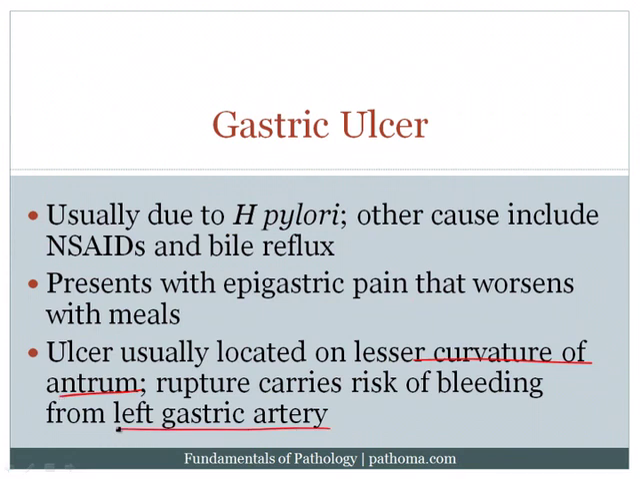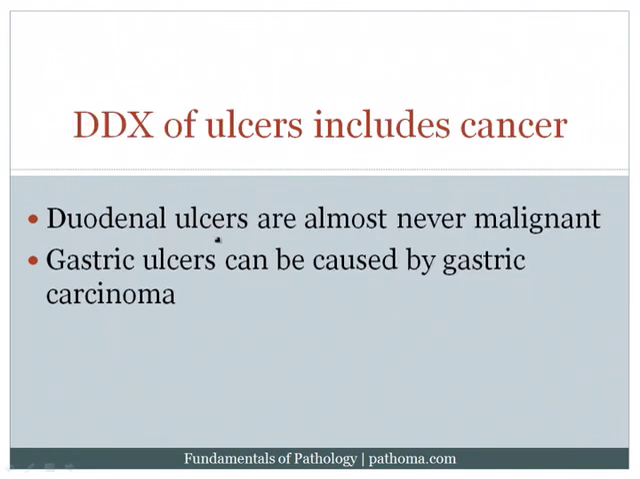Remember that the left gastric artery runs along the lesser curvature of the antrum, and so if there's rupture, you can get bleeding from the left gastric artery. Now, one of the differential diagnoses when you have an ulcer in the GI tract is cancer. So we always got to think about cancer.